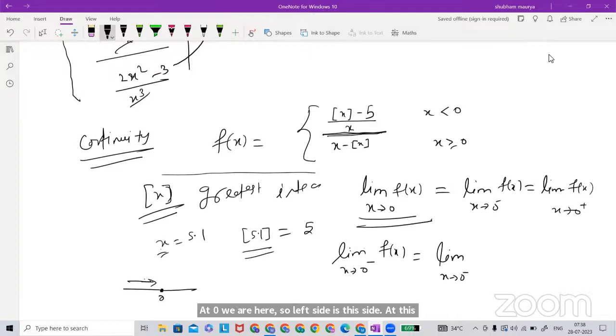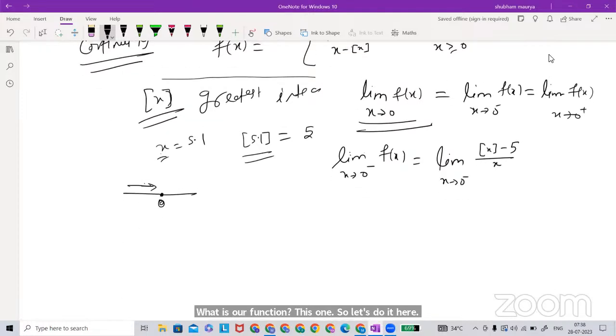This side means values lesser than 0. What is our function? This one. Now we want to find the limit of this function when x approaches 0 from this side. That's the meaning of left limit. We are giving inputs to this function close to 0 from this side. What is going to be the output?